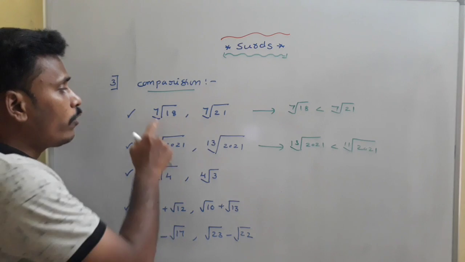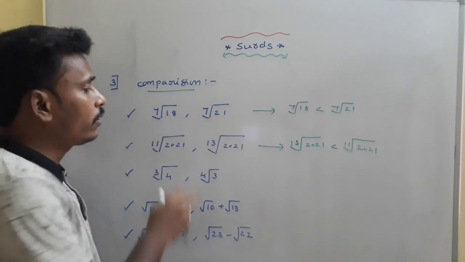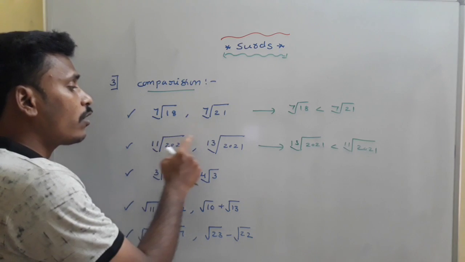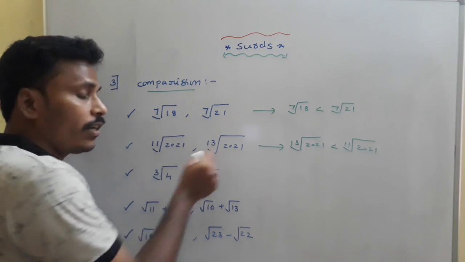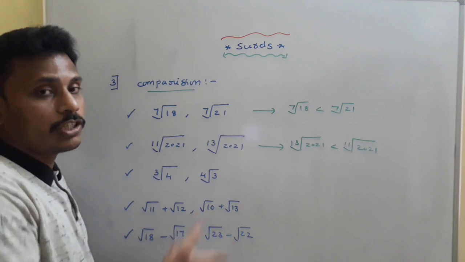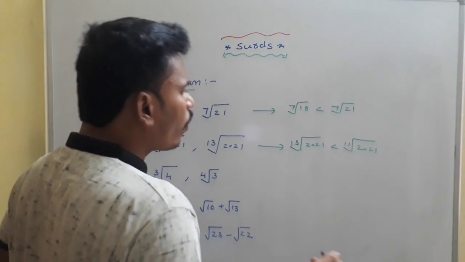Okay. So if surds are of the same order, just compare the numbers 18 and 21. If surds are of different order and this part is the same, then you need to follow the opposite order. Okay, but I will give you one more example for you.